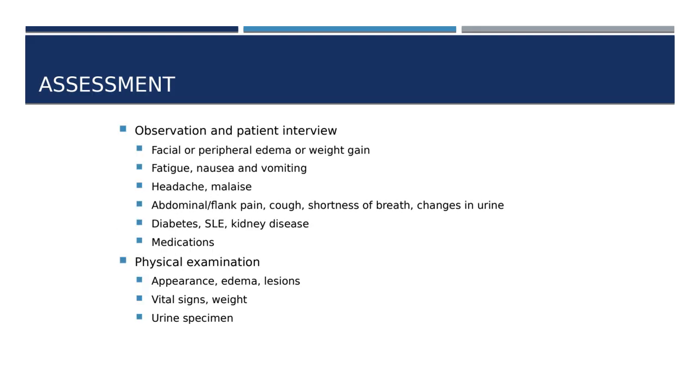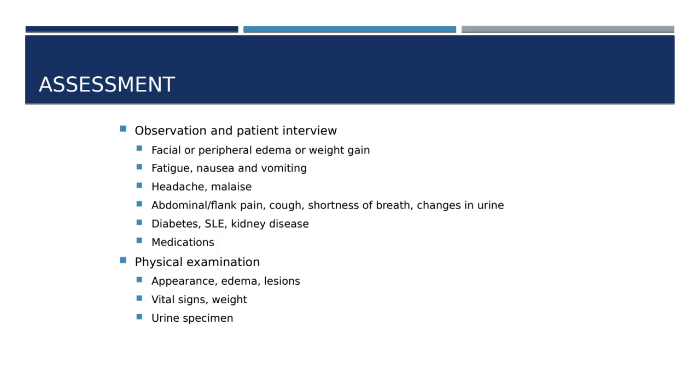This is your assessment, so I'm repeating myself. I could elaborate on the abdominal flank pain, of course, because of the left and right kidney involvement, whether it's acute or chronic. Shortness of breath: if there is pulmonary edema, you would hear rales and crackles, especially in the bases. The change in urine is going to be the hematuria and the azotemia, which is that tea-colored look.